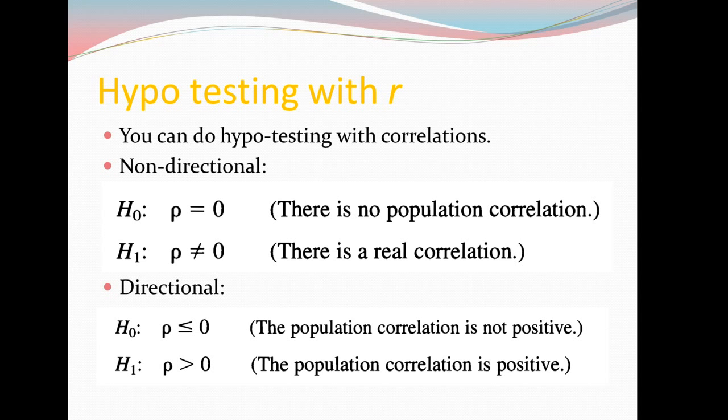So if you have the H sub 0 of rho equals 0, let's say there is no population correlation, then the alternative would be rho does not equal 0, which suggests there is some sort of real correlation. It's not 0. And then of course you can impose a directionality on it.